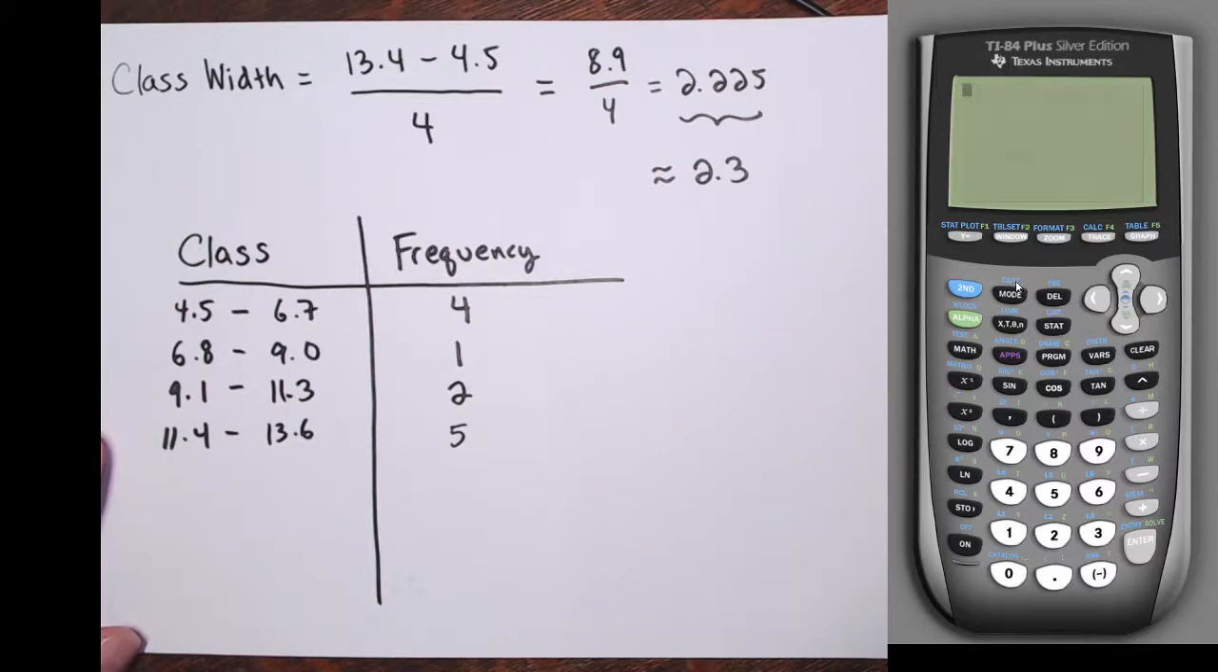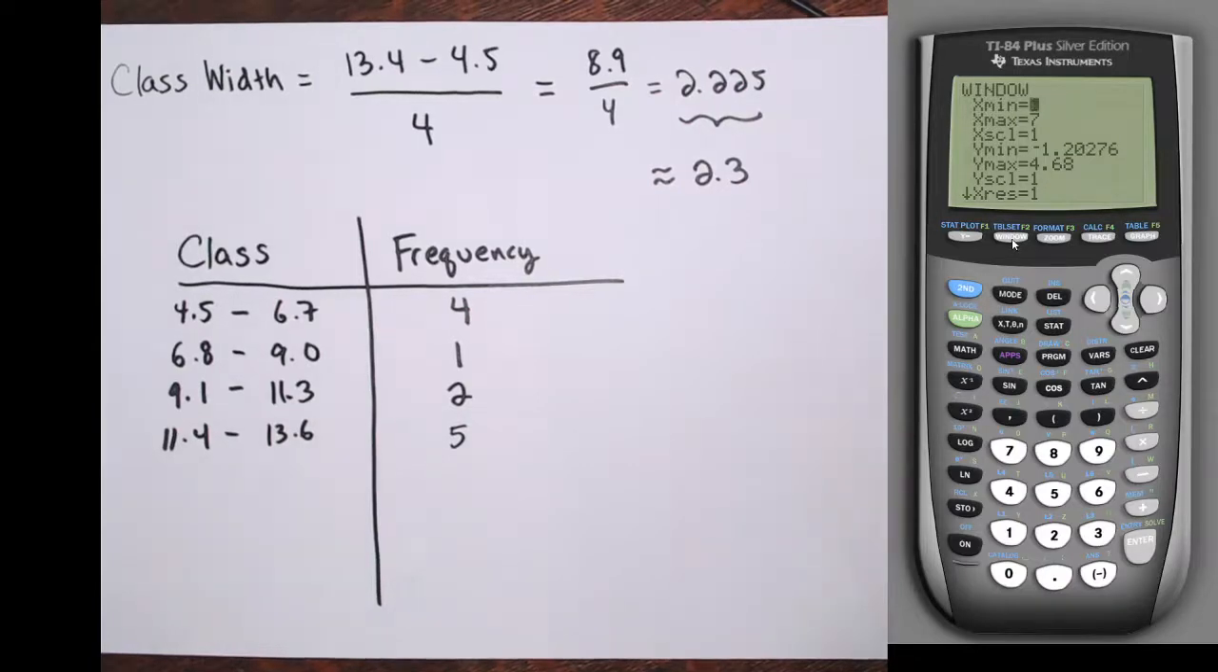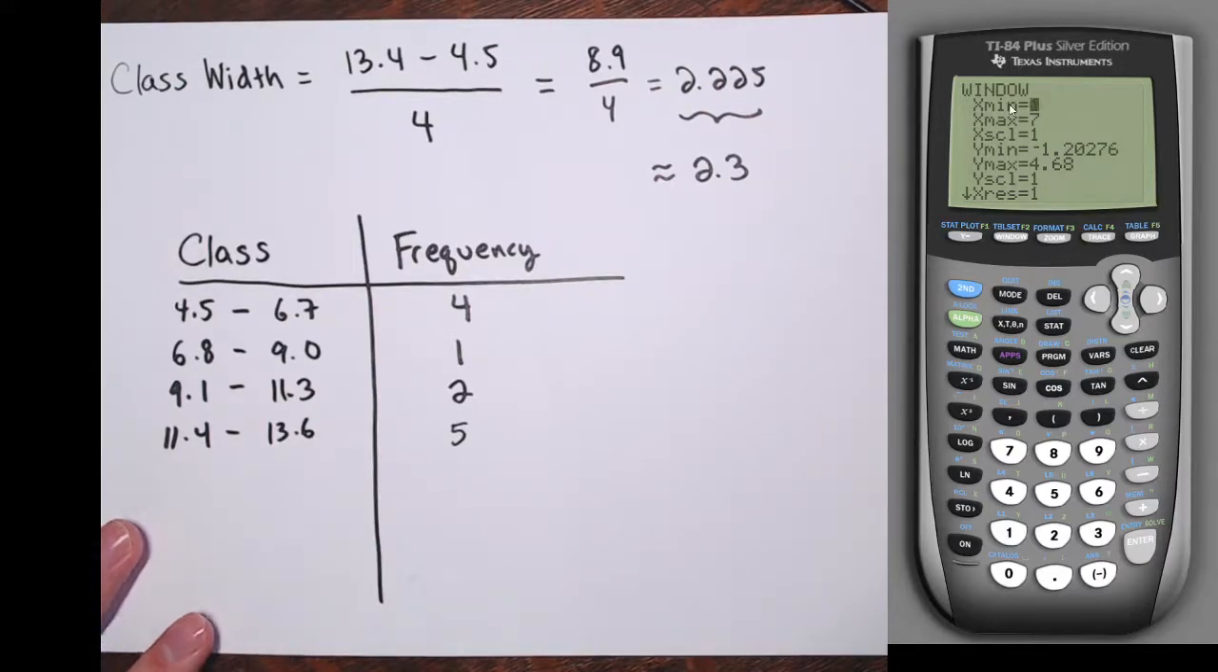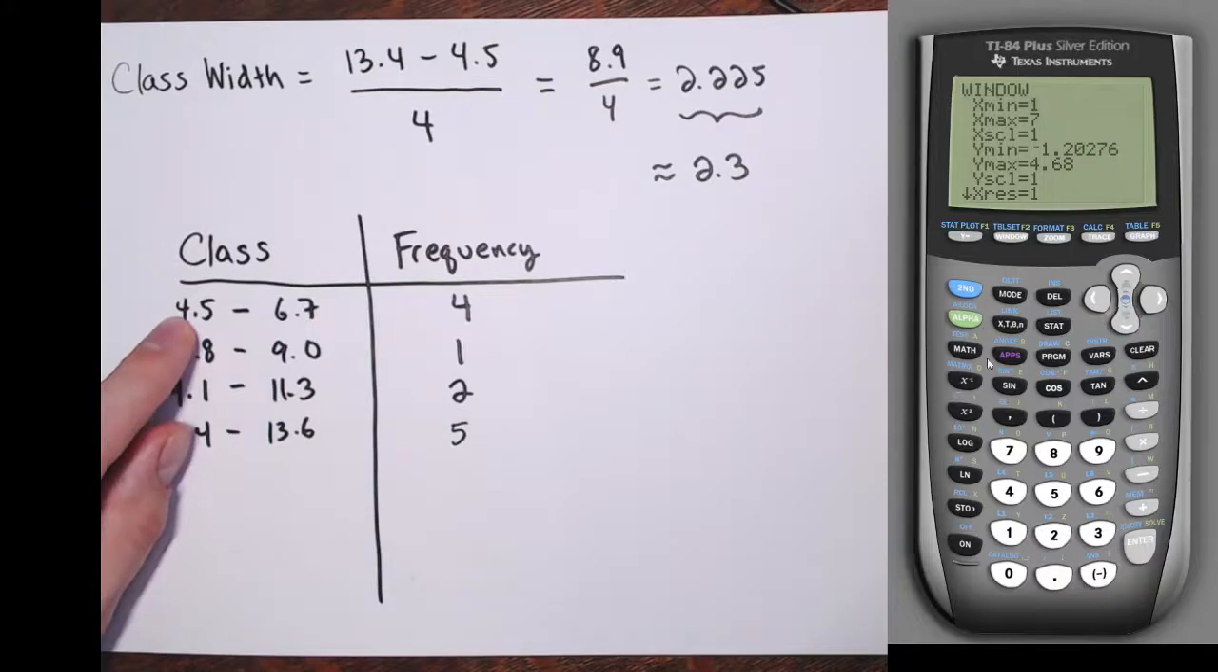Then I'm going to get out of here. Now you could just go graph and hit zoom and zoom stat, but that'll make something that doesn't have the exact same width. So I'm going to hit the window button, and I'm going to set it up so that I get the same classes and class width that I have on my paper here. So the X-min, I'm going to have be just the lowest class value, 4.5.